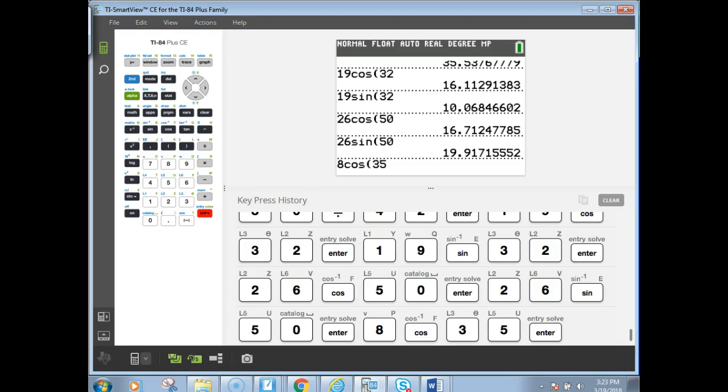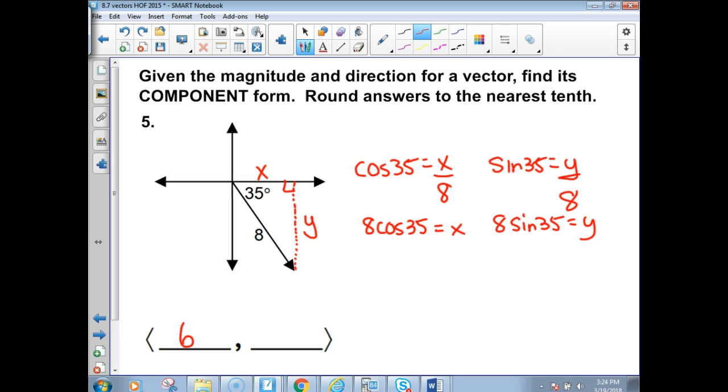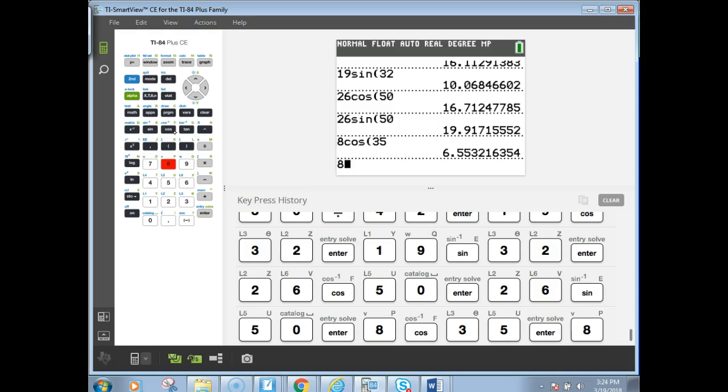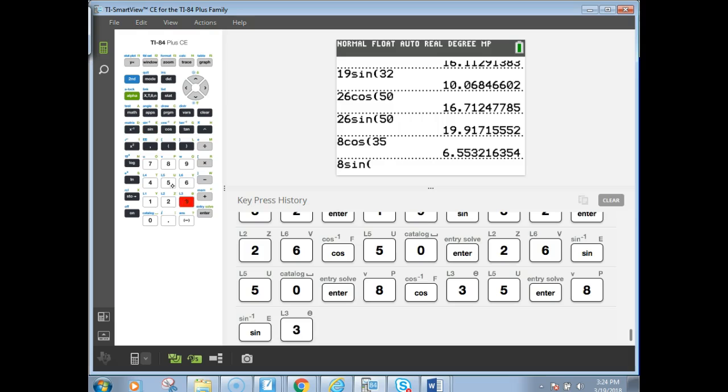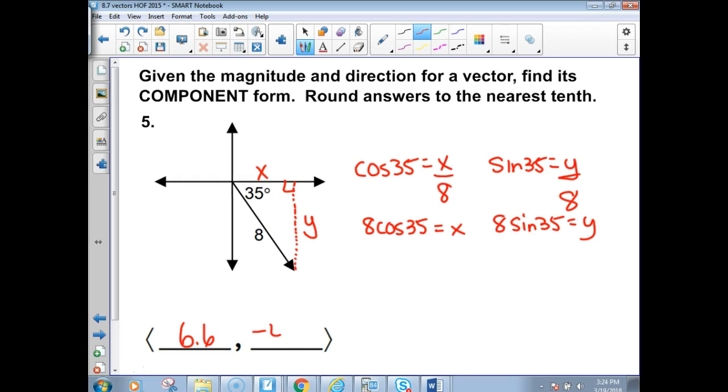Okay, so when I do 8 cosine 35, I found x, 6.55, so I'll round that to 6.6. Is x positive here or negative? If you're going to the right, it's positive, so that one's okay. But the y part's going to be down, so it's going to be negative. The calculator's not going to tell you that, though. 8 sine 35, and that's 4.6. So it's negative 4.6. You have to decide the sign. You have to know what quadrant you're in.